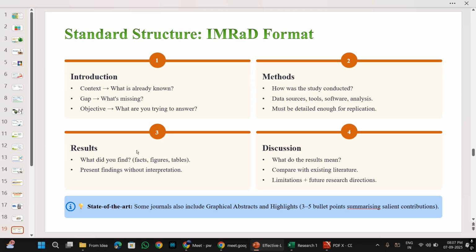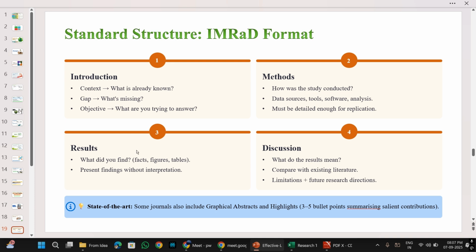It always follows this IMRD structure. What does it stand for? I stands for introduction, that gives you a context as to what is already known. It also tells you the gap as to what is missing from this already available or known structure. And it also makes you aware of what are the objectives. So in introduction, these three aspects should be covered.